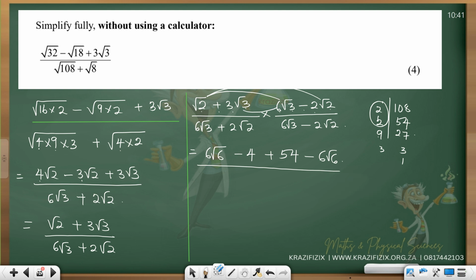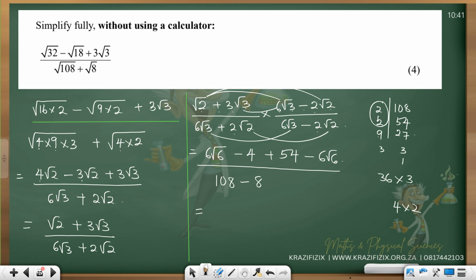Now here I have my difference of two squares. The first, remember these are conjugates. So 6 times 6 is 36. Root 3 times root 3 is 3. And that will give us 108 minus 2 times 2 is 4. Root 2 times root 2 is 2.